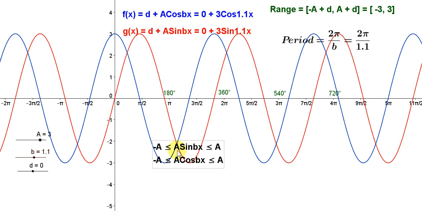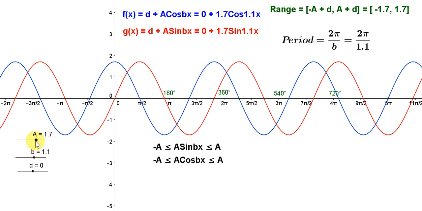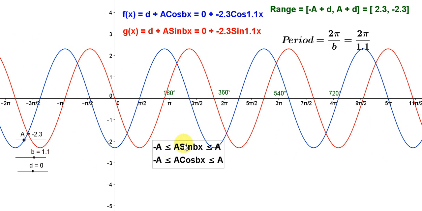Actually, even if I make a negative, these are still true. If you imagine multiplying through by a negative number, it reverses the direction of the inequalities. But then we can just turn the whole thing around. We'll have plus a here greater than or equal to a sine bx greater than or equal to minus a, and then we can reverse it.